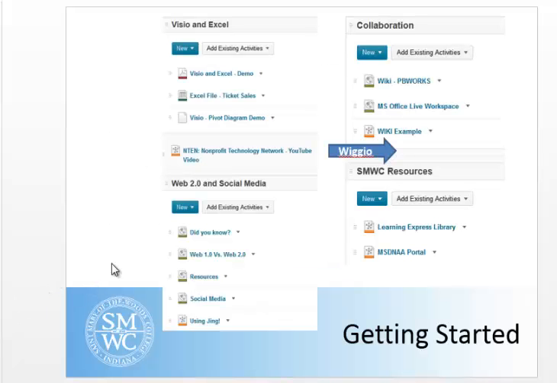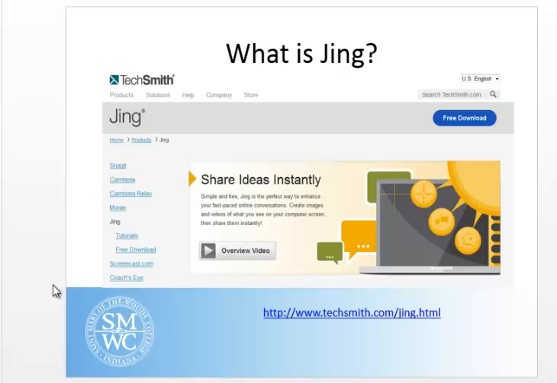And this is just showing you some of the sections under the content area, and Wigio has been added to the collaboration, so you can see a little bit about Wigio in there. Wigio is really good for a group project. And of course, talking about Jing, which is a little 5-minute jewel that does screencasting. You don't have to use Jing if you've got another screencasting software, but Jing is certainly, the price is right because it's free, and you can share anything on your screen.